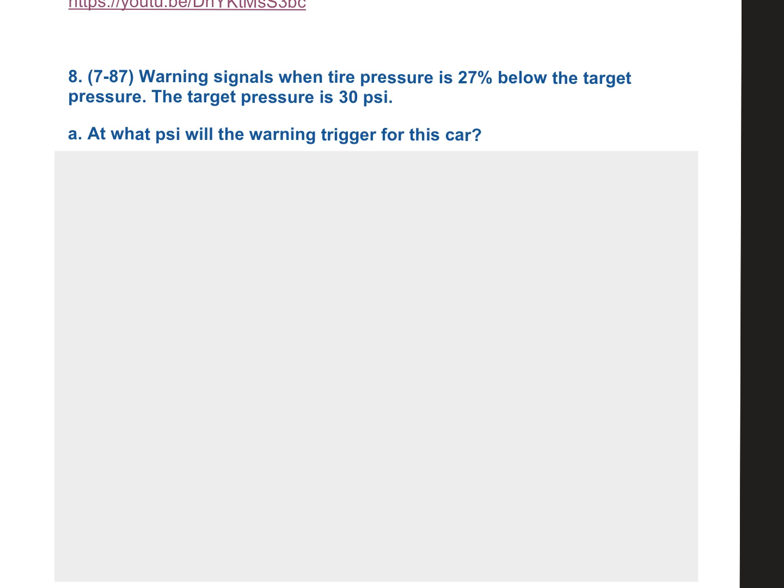Alrighty, so for part A, it says here that a warning signals when tire pressure is 27% below the target pressure, and it tells you the target pressure is 30. So here's our target pressure of 30. And then to create a diagram of what would be 27% below, just imagine if we go 27% below.